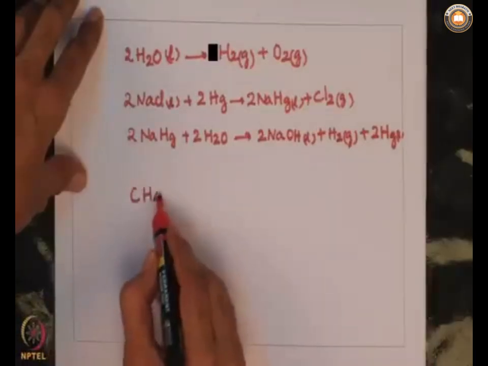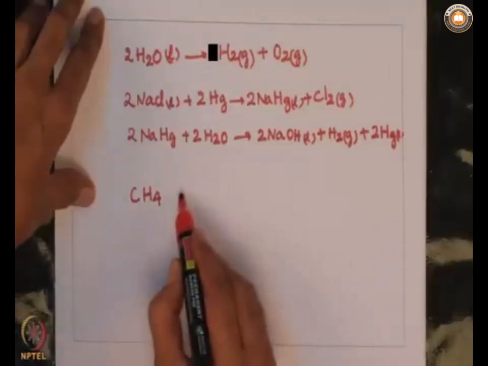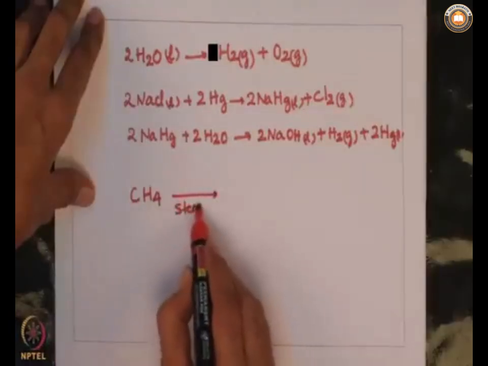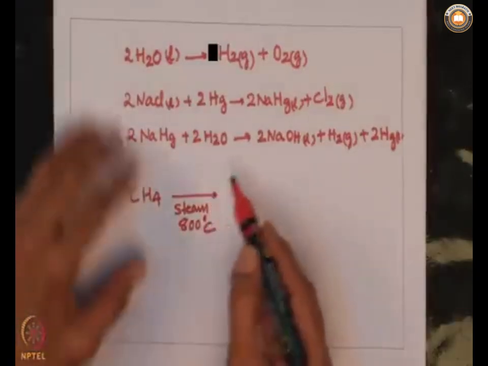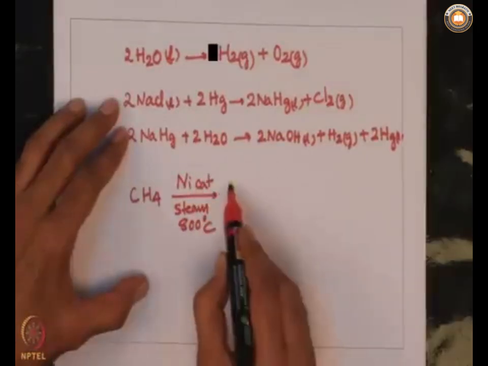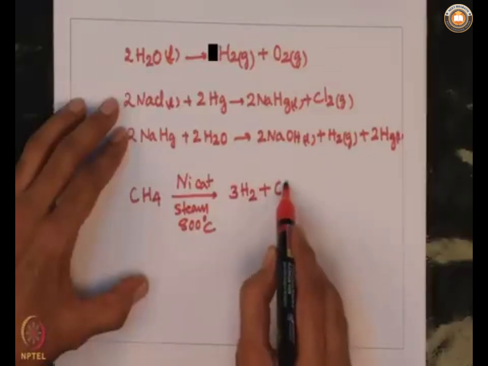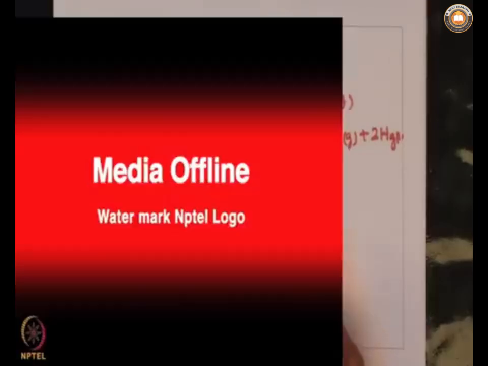methane is subjected to steam at 800 degrees centigrade using nickel catalyst, so that leads to the formation of hydrogen and CO. This is called syngas. This is used in the preparation of many organic compounds such as methanol.